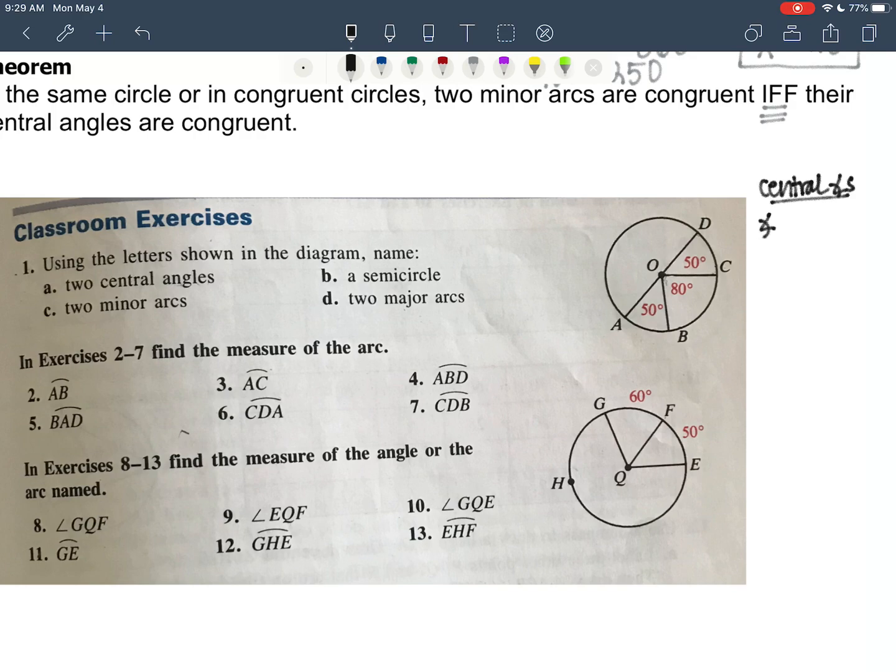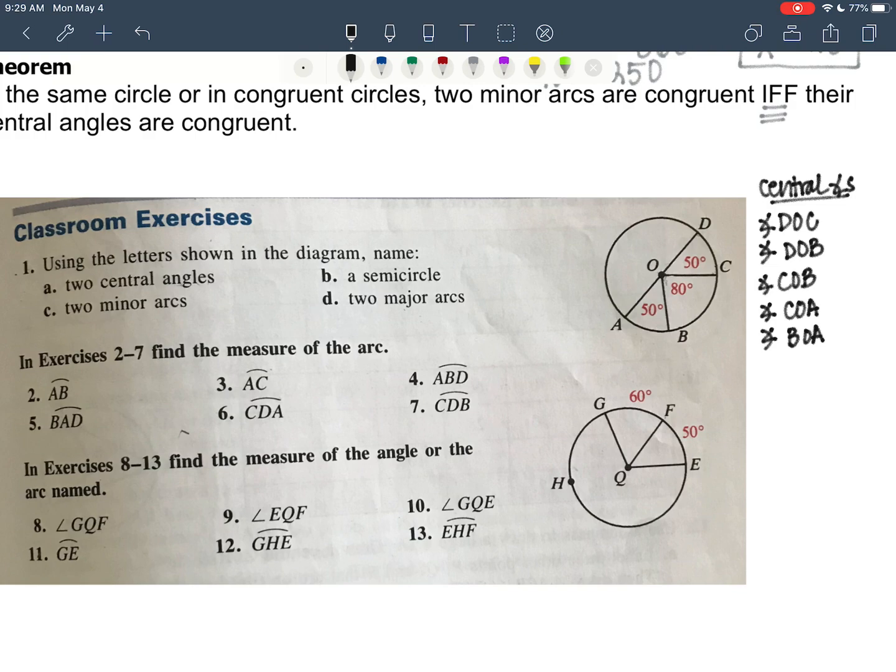So one central angle would be angle DOC. Another one would be DOB, because that would be less than 180 degrees. Another angle would be COB, and another angle would be COA, and another angle would be BOA. So I think I got all of them right there. So I named 5 central angles.